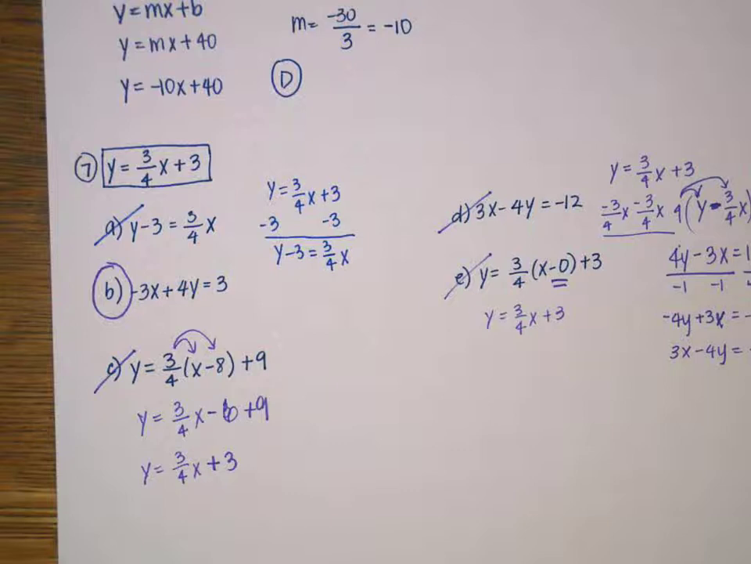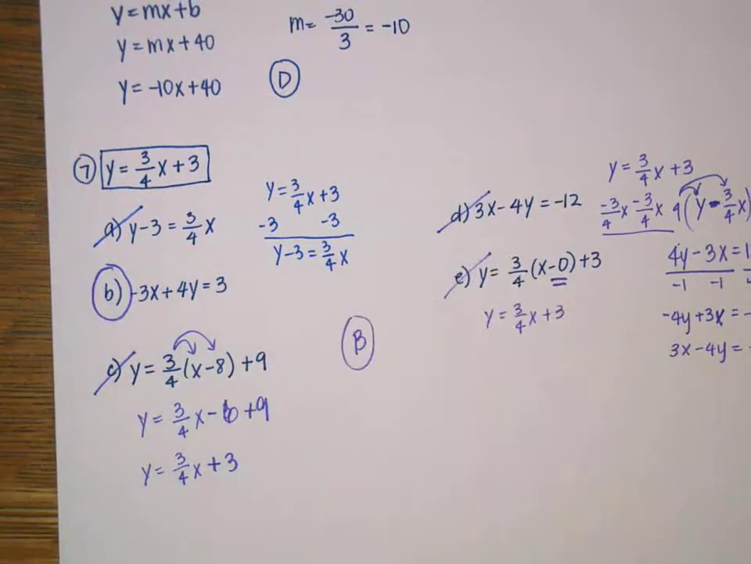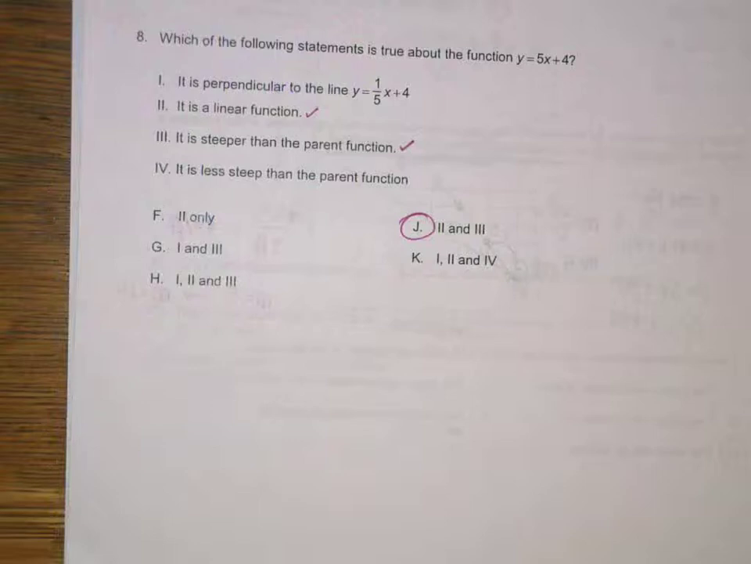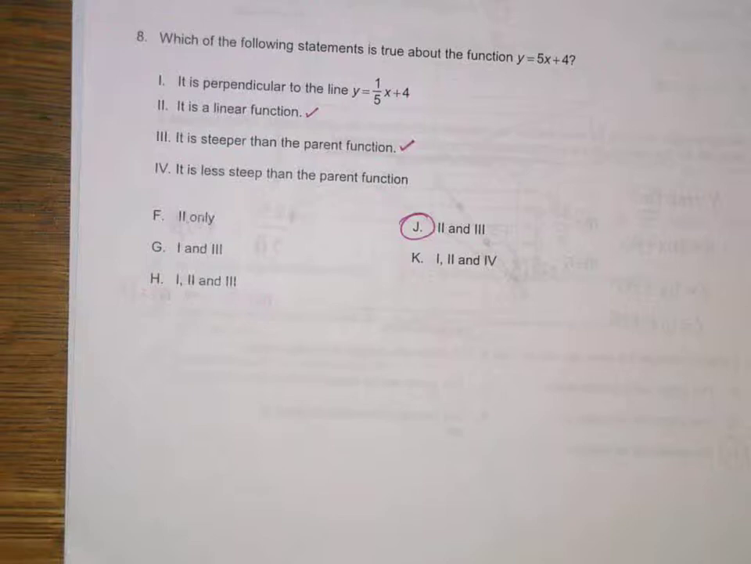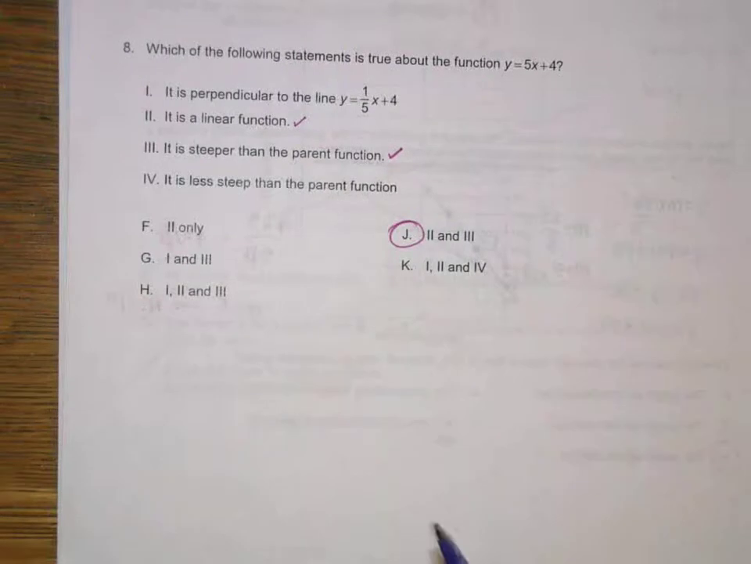Now let's look at problem number 8. It asks, which of the following statements is true about the function y equals 5x plus 4? Notice it said which of the following, which means it could be more than one. So option number 1 says it is perpendicular to the line y equals 1 over 5x plus 4. Now, let's look at our given equation, and let's determine what the slope would be if a line was perpendicular to that equation. Take a moment, pause the video, calculate the perpendicular slope.